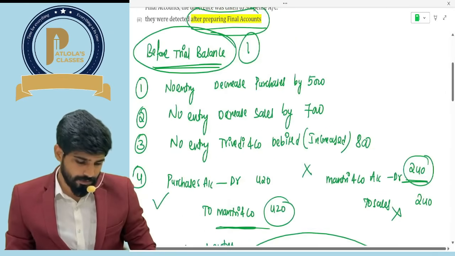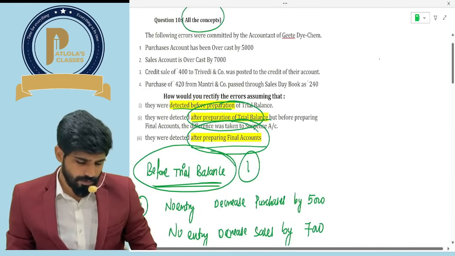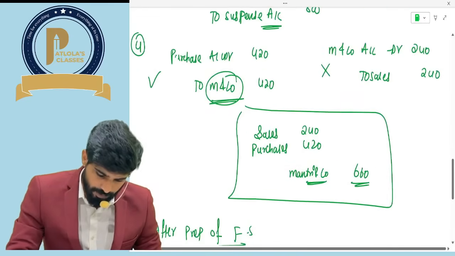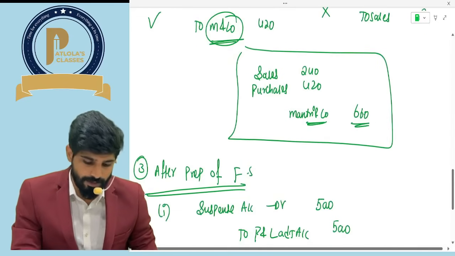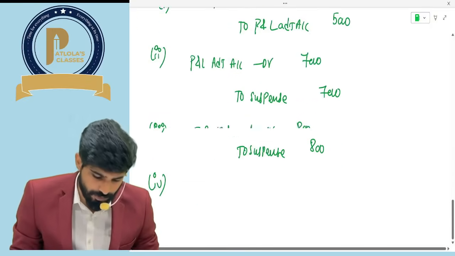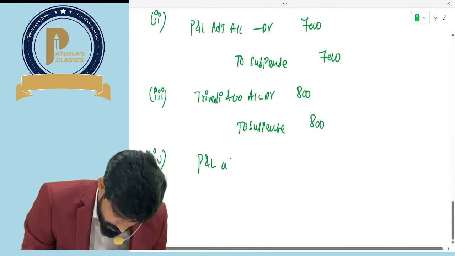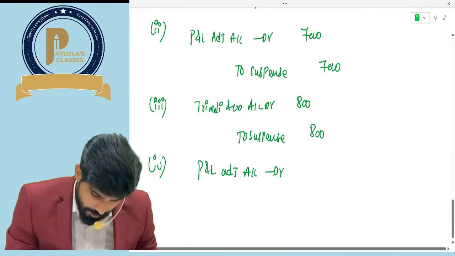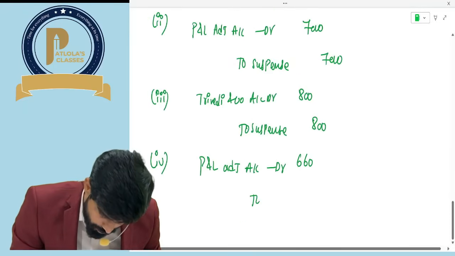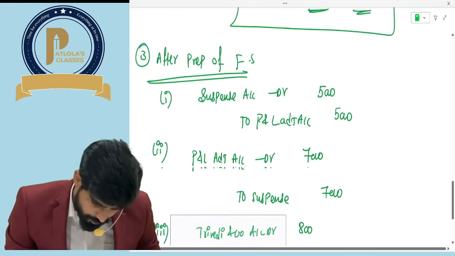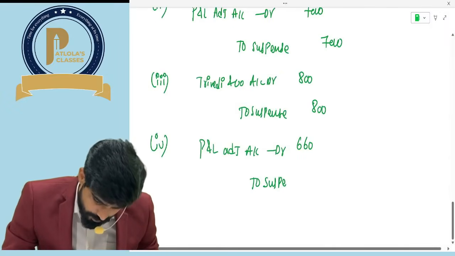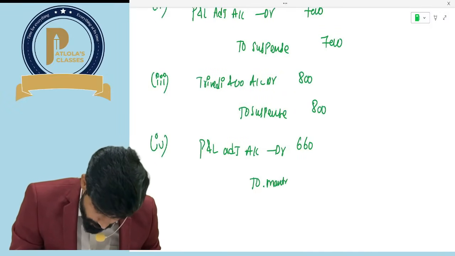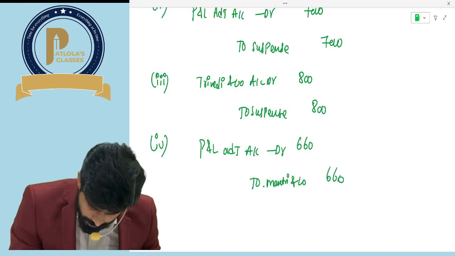Chalo. Let's see the last case. What is the last case? Last case is Mantri and Co, same. Here whatever entry you wrote, the same thing will be the entry. But in place of sales and purchases, we are going to use the word P&L adjustment account debit 660 to, I'm sorry, it's not Suspense, it is to Mantri and Co. It should be 660.